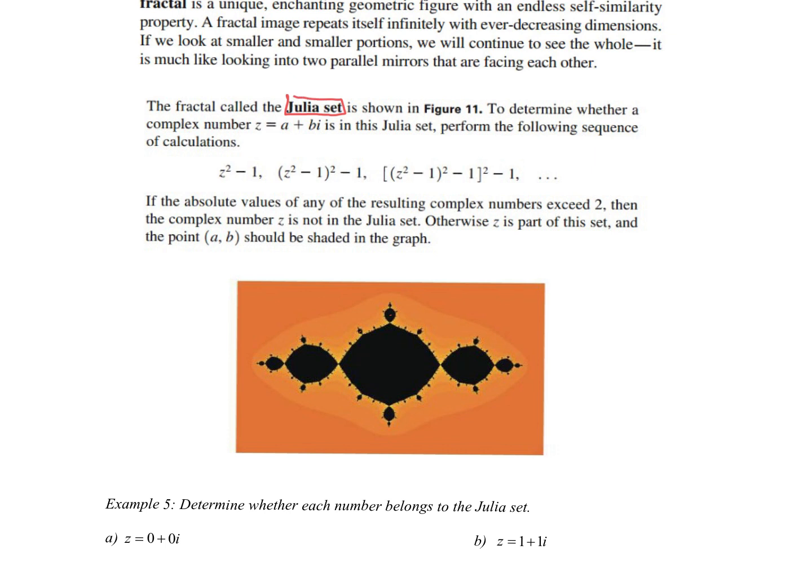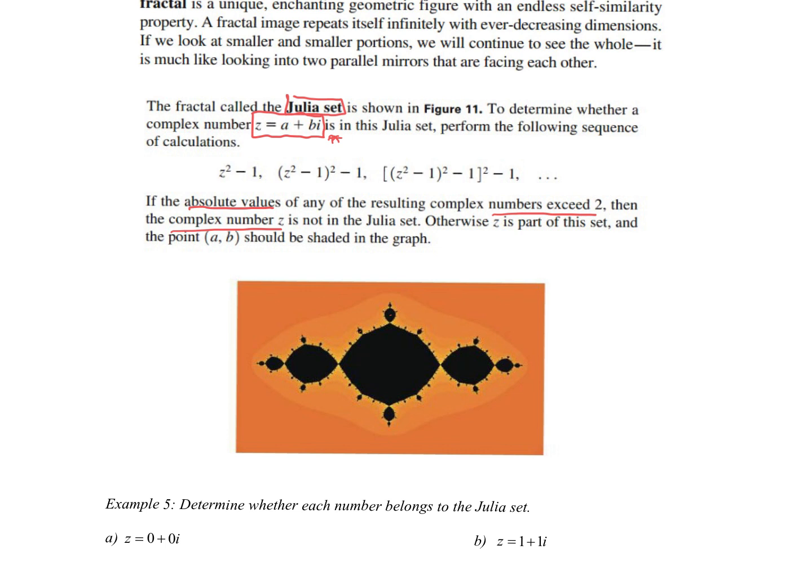So to determine if something's in the Julia set, we use that z equals a plus bi is in the Julia set, but the absolute value, the magnitude, must never exceed 2. If that happens, then the complex number z, this thing right here, would not be in the Julia set. So as long as its absolute value, its magnitude, is less than 2, it is in the Julia set.